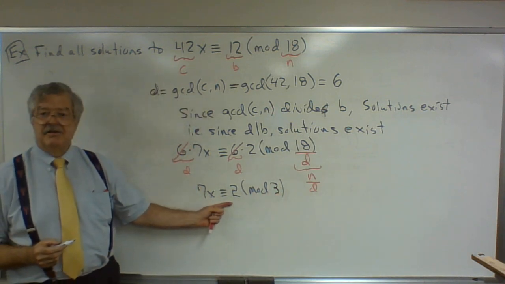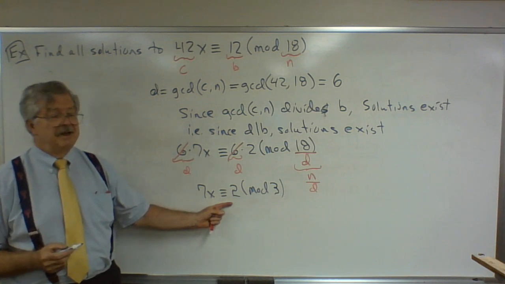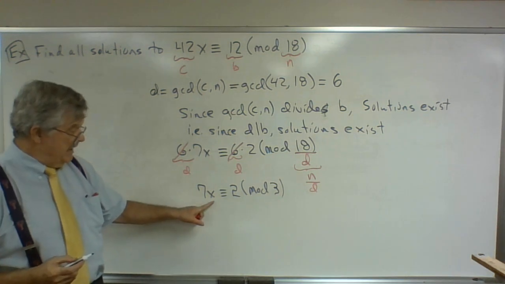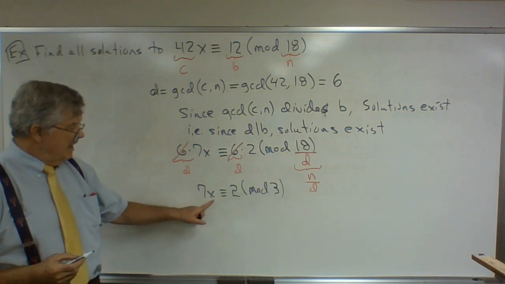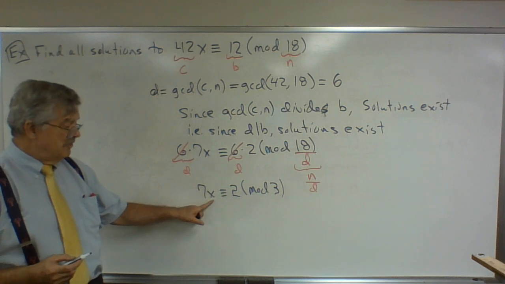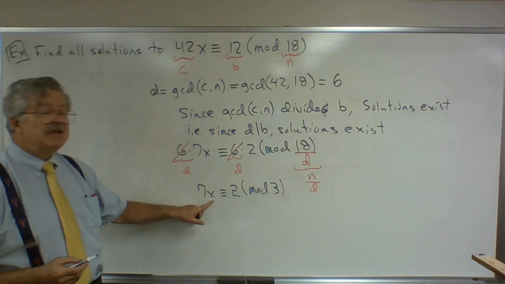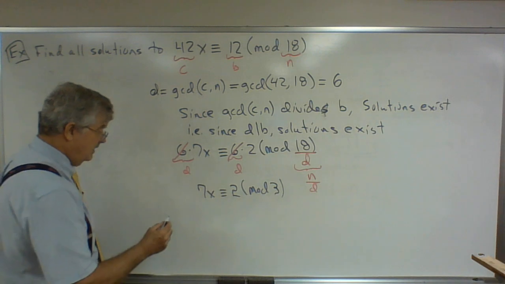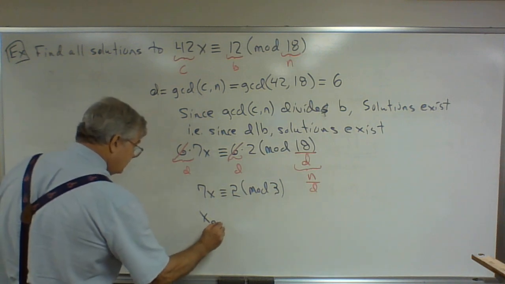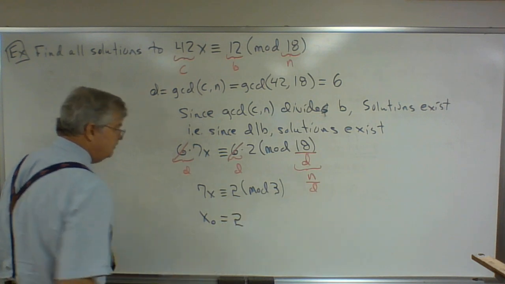This will be pretty easy to solve because x can only assume 3 different values mod 3. X equals 0, we have 0 congruent to 2 mod 3. Nope. X equal 1, we have 7, which is congruent to 1 mod 3, not 2. X equal 2, we get 14. 14 is congruent to 2 mod 3. So x equal 2 is our solution.